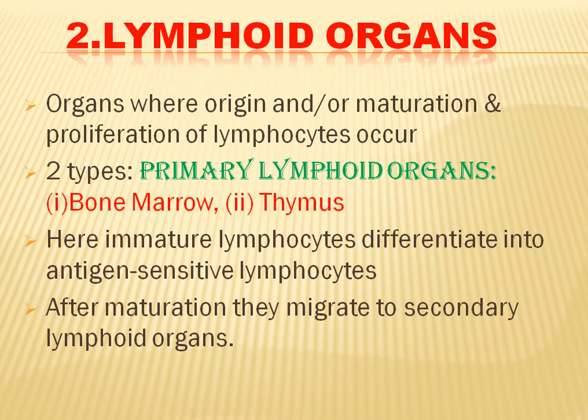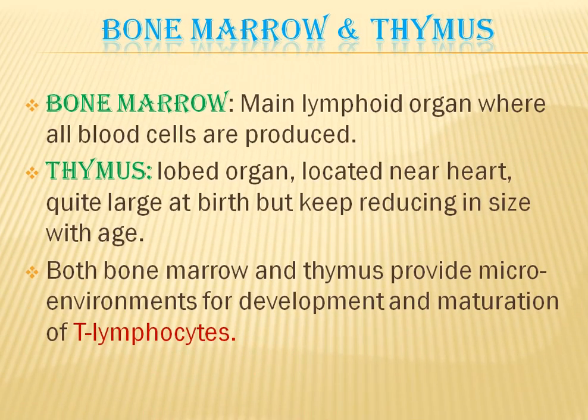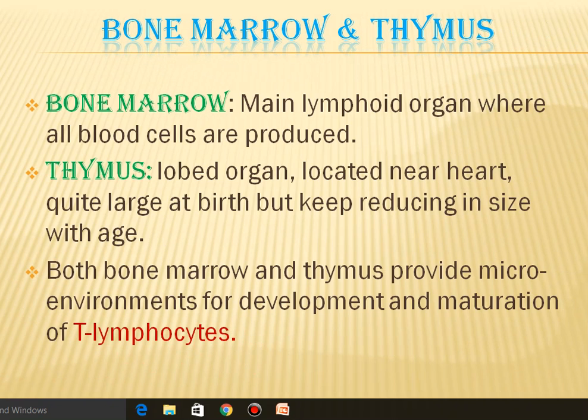In primary lymphoid organs, immature lymphocytes differentiate into antigen-sensitive lymphocytes. After maturation, they migrate to secondary lymphoid organs. Bone marrow is main lymphoid organ where all blood cells are produced. Thymus is lobed organ located near heart. It is quite large at the time of birth but keeps reducing in size with age. Both bone marrow and thymus provide microenvironments for development and maturation of T lymphocytes.